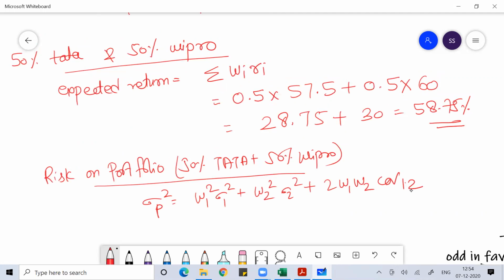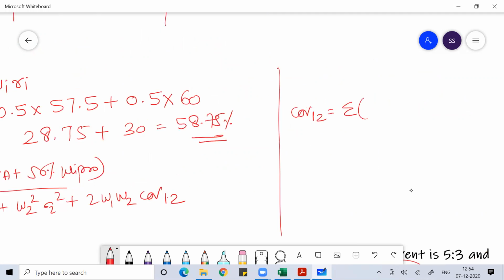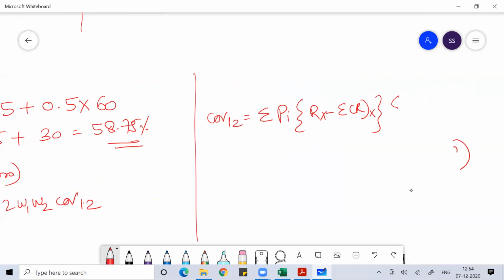So what is the covariance formula? I hope everyone remembers: the covariance formula is the summation of x minus x bar. When probability is given, then the covariance formula is the summation of pi into (Rx minus ERx) into (Ry minus ERy).